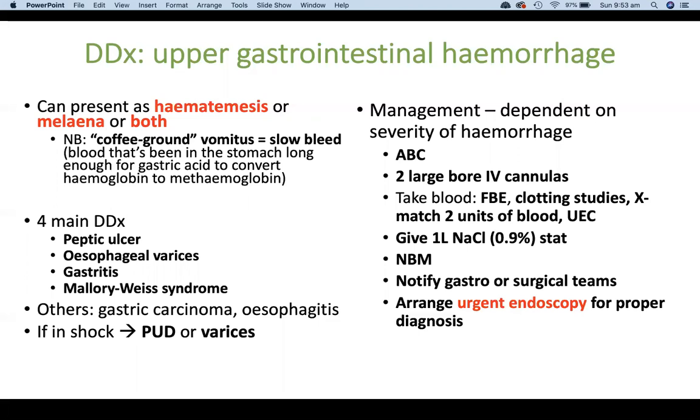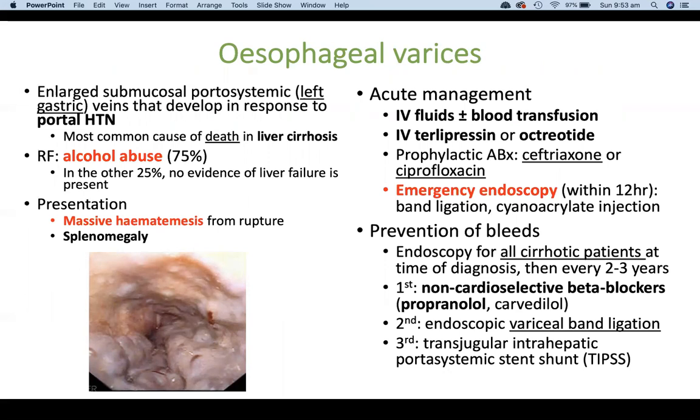So in terms of varices, the most common risk factor is alcohol abuse. So essentially when you get cirrhosis of the liver, blood goes into your splenic vein as well as your left gastric vein. And so that can cause your esophageal varices, and it can also cause splenomegaly. So that's something that comes up in EMQs a lot.